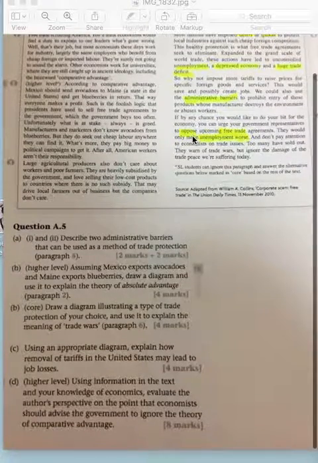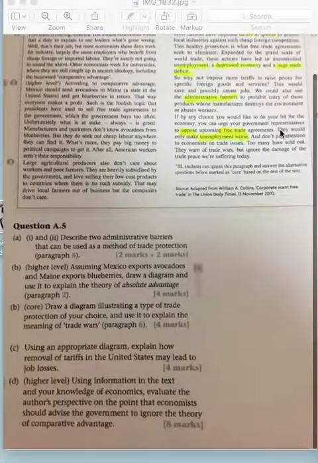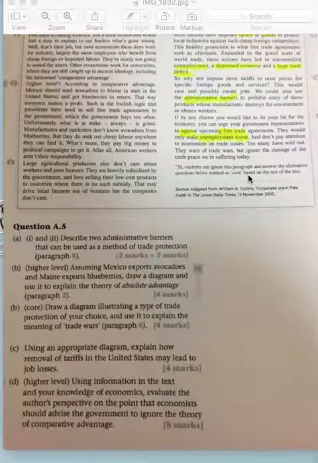And as I highlighted here, the government should oppose the free trade agreements to make the economy and societal structure better. And to answer question A2 on the administrative barriers, the definition of administrative barriers is government or administrative regulations or requirements that result in a lower level of imports to a country.